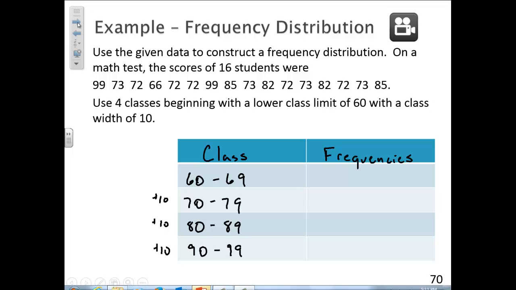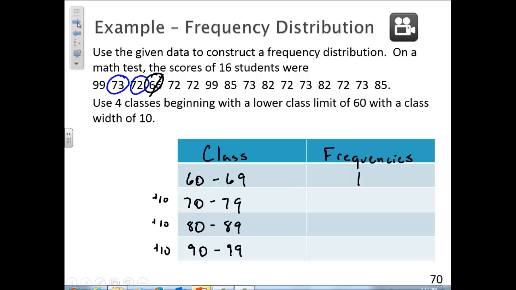Let's look for values in our list of data that are between 60 and 69. So there's 66, and that is the only one between 60 and 69. So our frequency is 1. So I'm going to mark that one out. I've used it. Now let's go through and find all that are in the 70s.